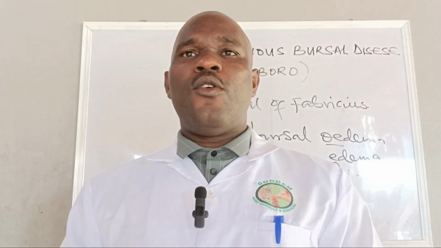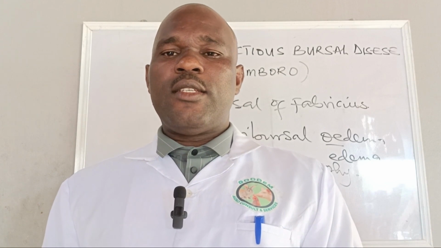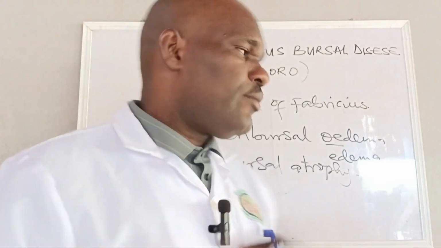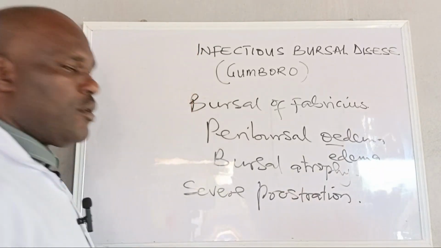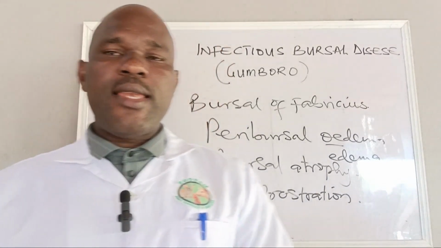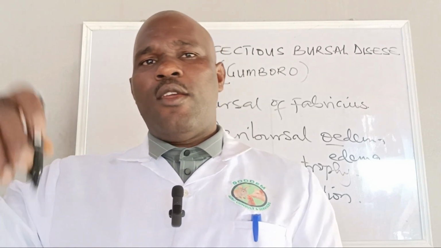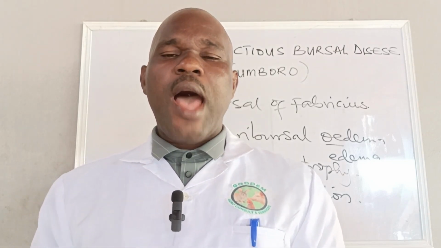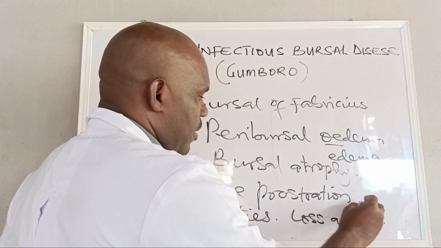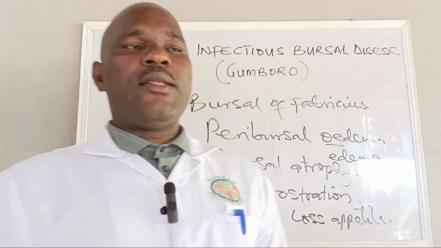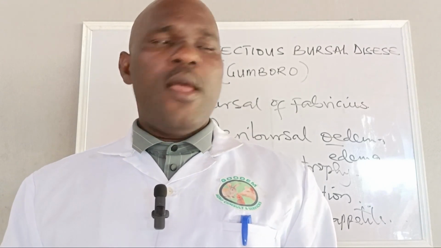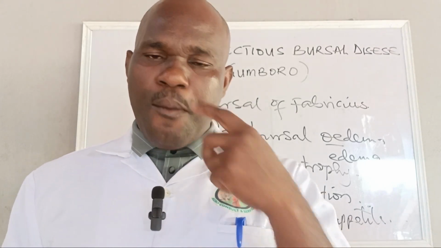So what are the symptoms of infectious bursal disease? Number one symptom of infectious bursal disease is, yes, severe prostration. When you get there, you will see them prostrating. That is the number one evidence of infectious bursal disease in your farm. Another one is that the birds will be going off feed. Loss of appetite. When the disease comes, the birds will no longer be able to feed normally.